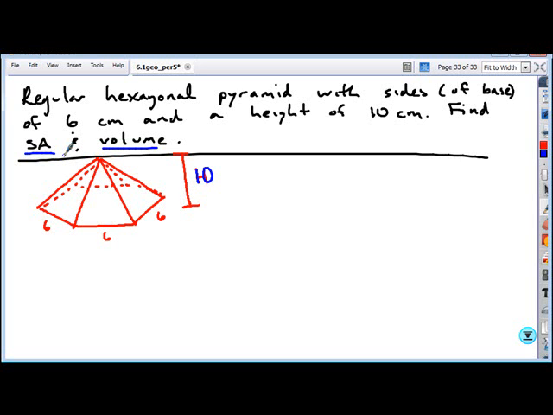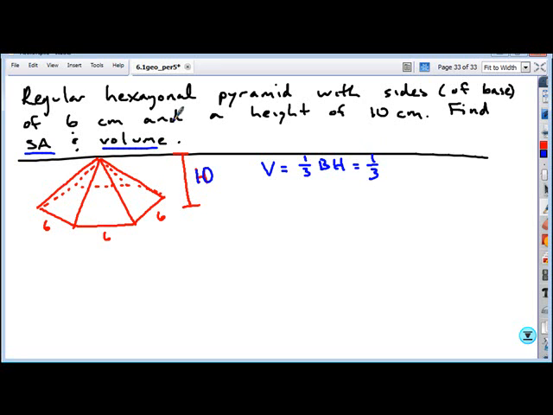Volume calculation is going to be a little bit easier, so let's talk through that one first. Okay, if we set up our volume equation for this solid, we're dealing with a pyramid, so the volume equation itself is going to be one third capital B, capital H, where B is the area of the base.